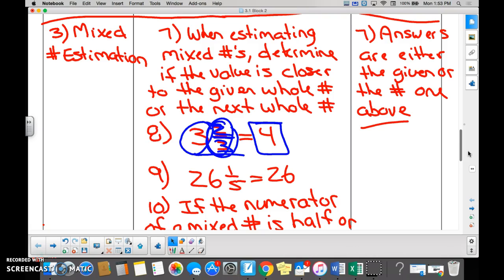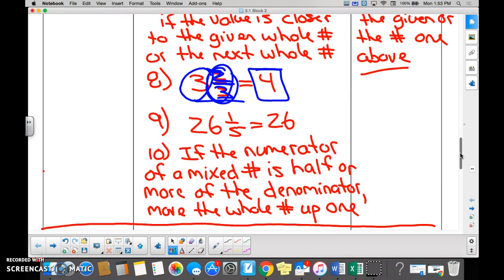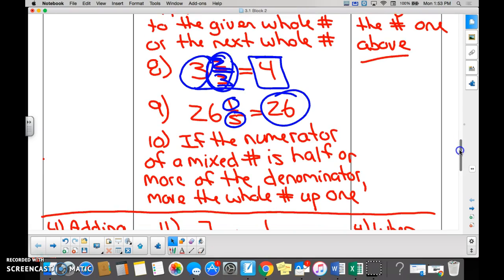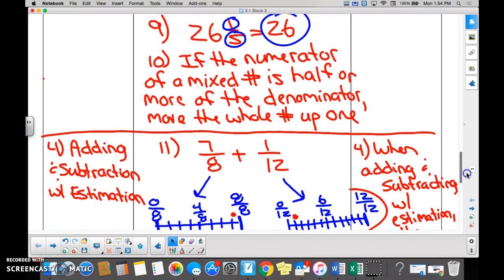Okay, look at number 9. Is 1 at least half of 5? No. So we left it the same. We left the whole number at 26. I see a lot of faces not up here. Even if you think you're really good at that, you should be watching up here. So number 10 explains the rules, and then number 11 was the application.